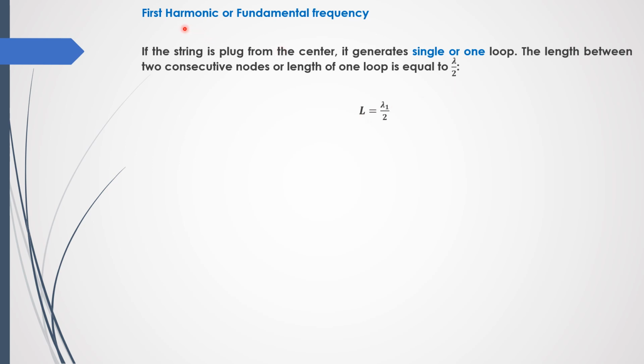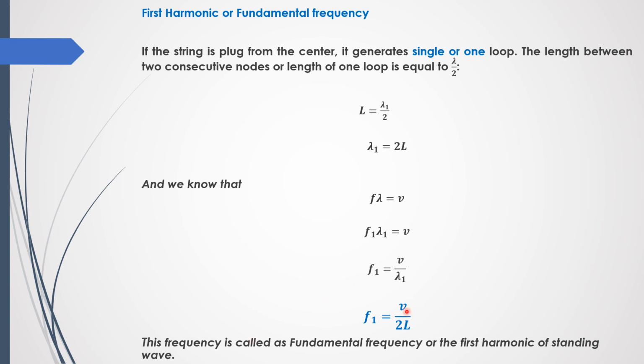Now since we are talking about the first harmonic, L will be equal to lambda 1 upon 2, and lambda 1 will be equal to 2L. Now we know that the product of frequency and wavelength is equal to speed. So for the first harmonic, f1 lambda 1 is equal to v, or f1 will be equal to v upon lambda 1. Now put the value of lambda 1, f1 will be equal to v upon 2L, and this is called the fundamental frequency or first harmonic of a standing wave. So the first harmonic or fundamental frequency is the simplest mode of vibration in which the string vibrates in one loop.